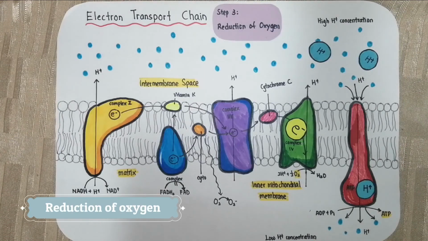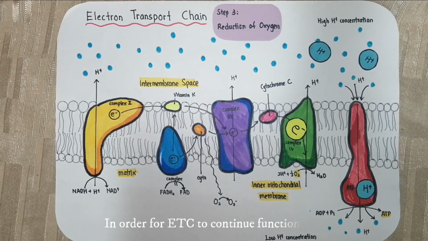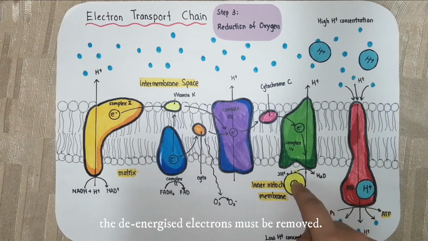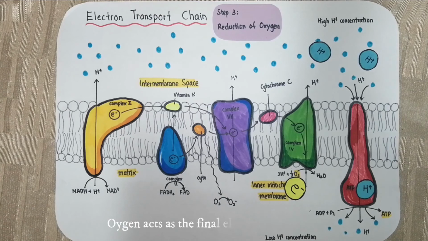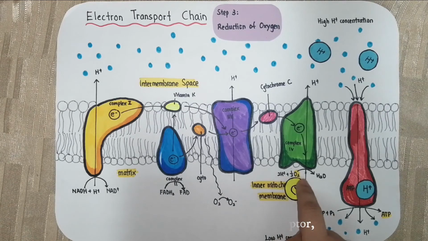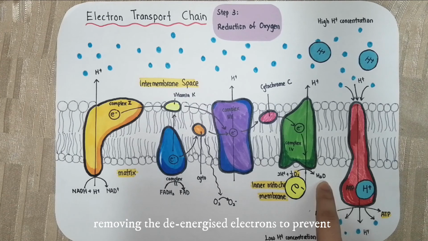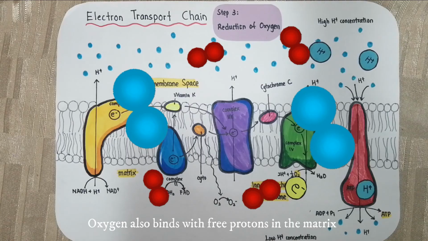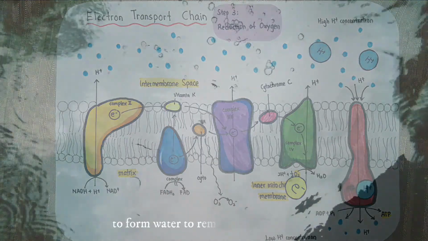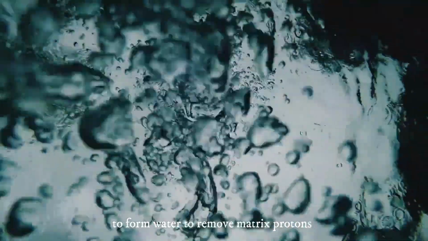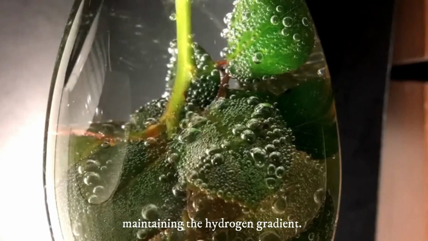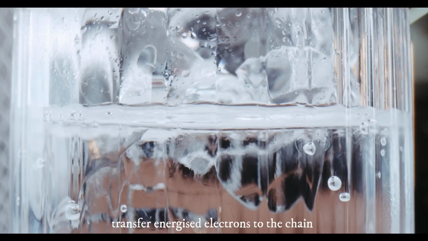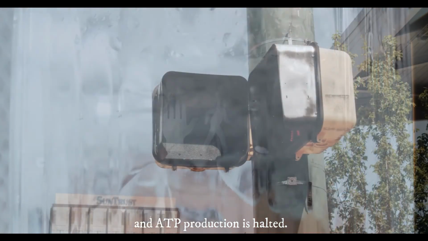Step 3 is the reduction of oxygen. In order for the electron transport chain to continue functioning, the de-energized electrons must be removed. Oxygen acts as the final electron acceptor, removing the de-energized electrons to prevent the chain from becoming blocked. Oxygen also binds with the free protons in the matrix to form water, removing the matrix protons and maintaining the hydrogen gradient. In the absence of oxygen, hydrogen carriers cannot transfer energized electrons to the chain and ATP production is halted.